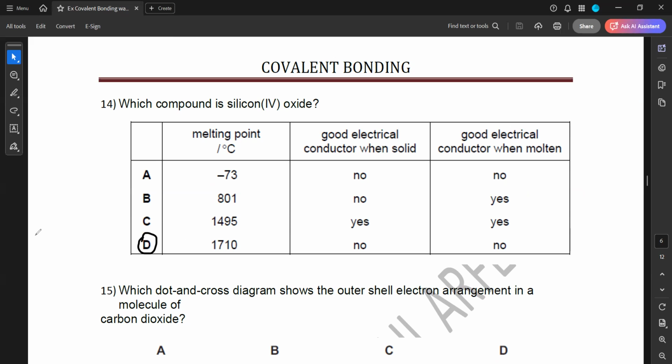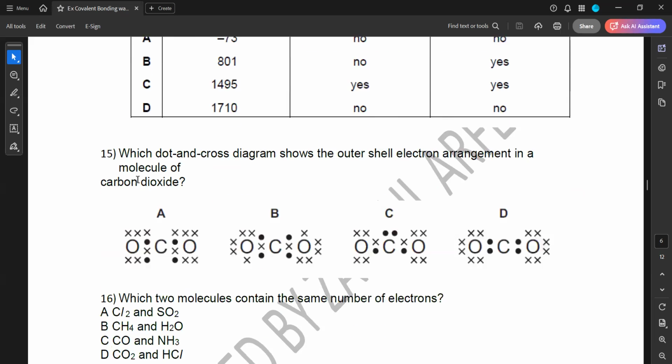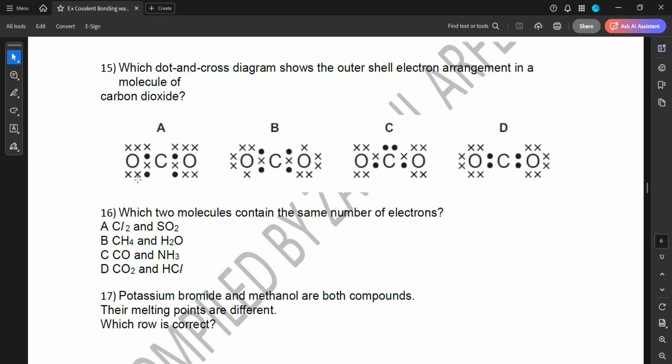Both silicon dioxide and diamond do not conduct, but graphite can conduct. Question 15. The correct answer for this one is A. Question 16. If you don't have a doubt, the correct answer for this one is B. If you have a doubt, just let me know, so I'll give an explanation for that.